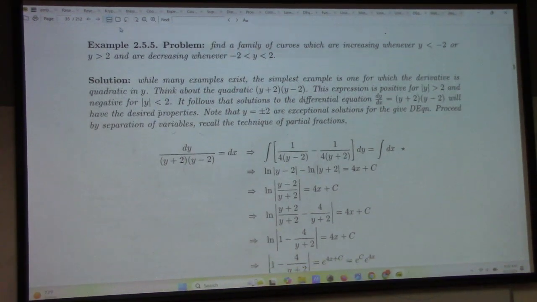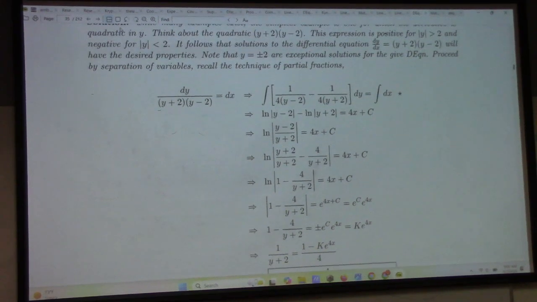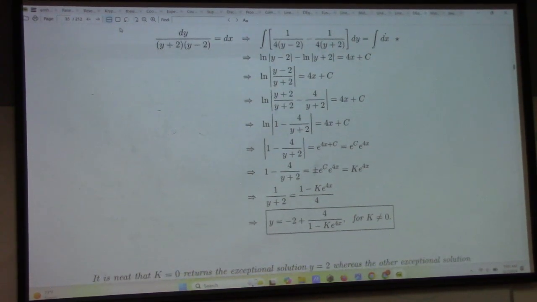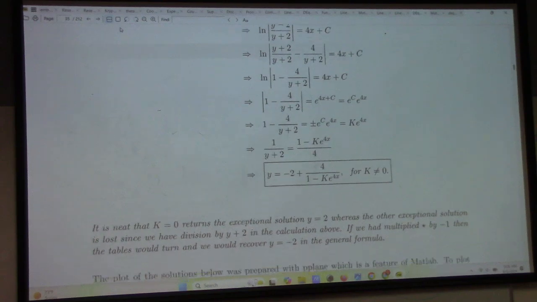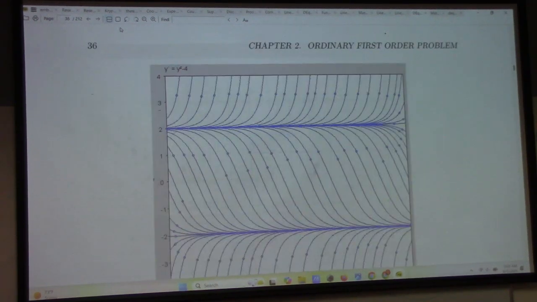You do need partial fractions for the homework, right? I hope you found that out. At least one problem. And so there you go. I think I might have a picture of this.